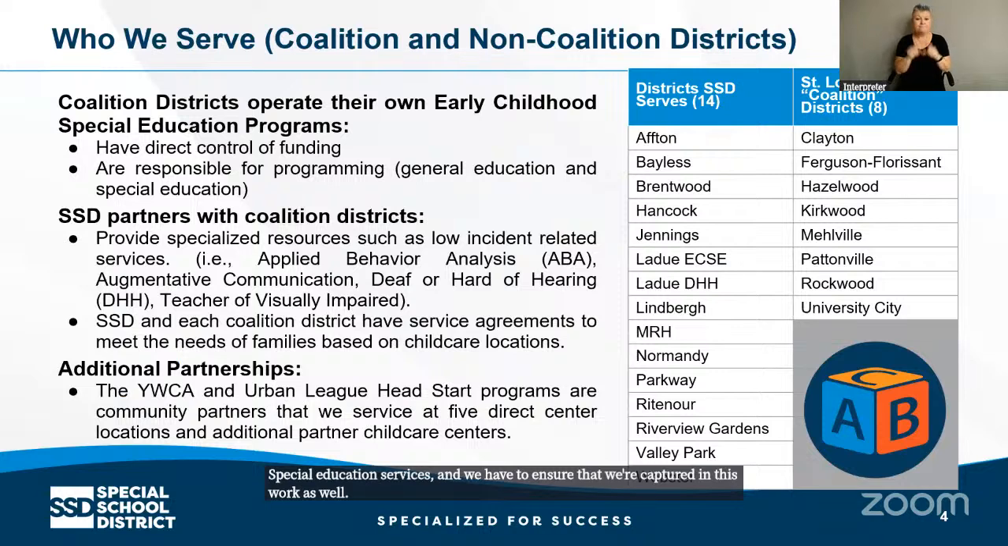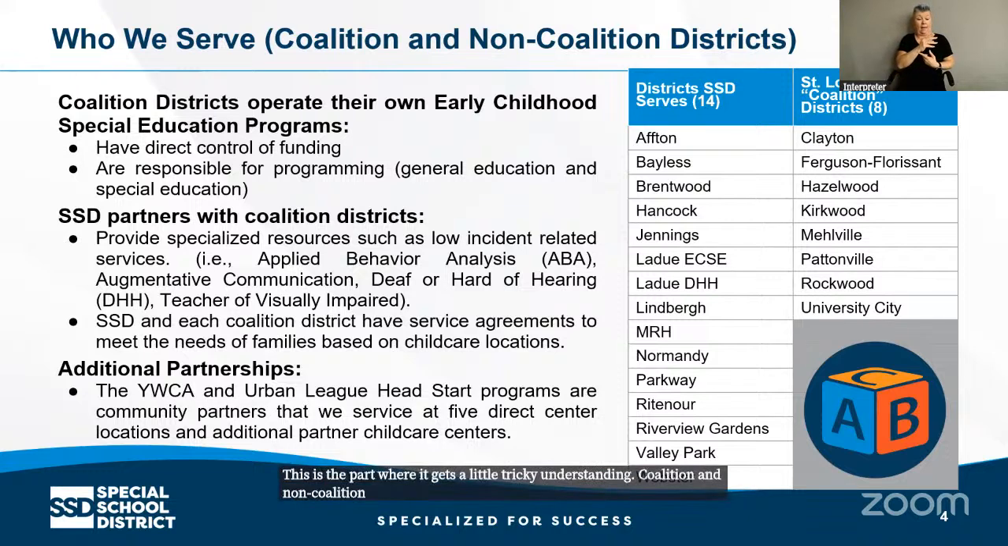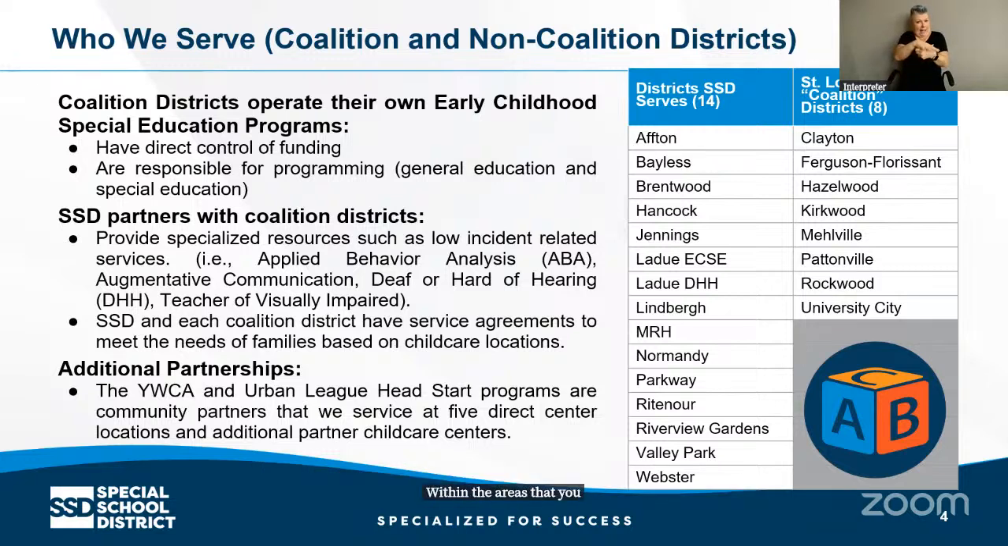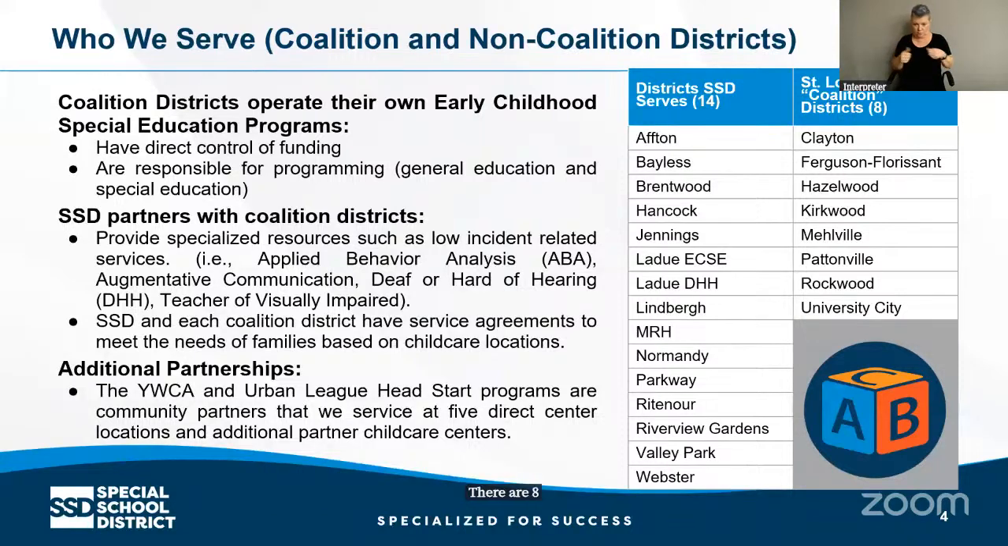Next slide. This is the part where it gets a little tricky, understanding coalition and non-coalition districts. And so you're going to do some work in this area today to ensure that you are equipped to know within the areas that you serve, your sub-districts as board members, as board directors, you are aware of those districts that are coalition as well as non-coalition districts. There are 8 coalition districts.